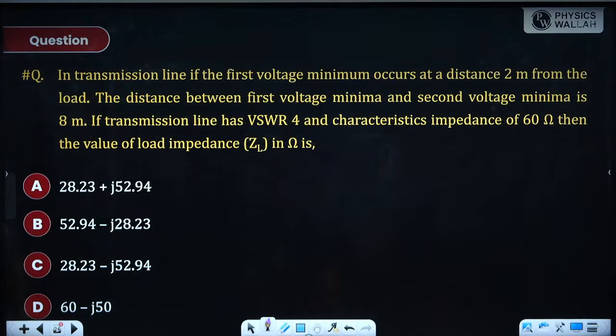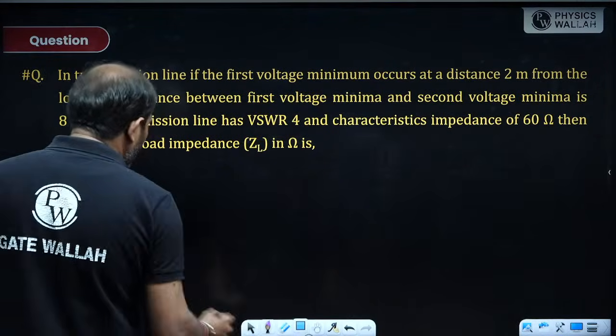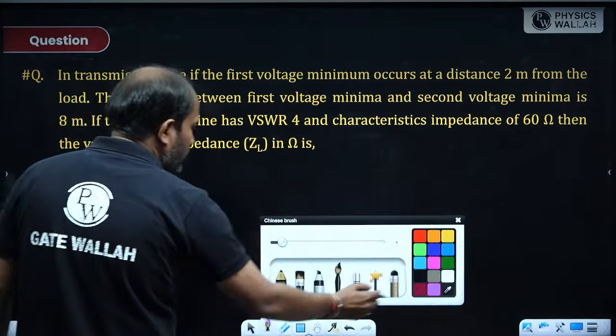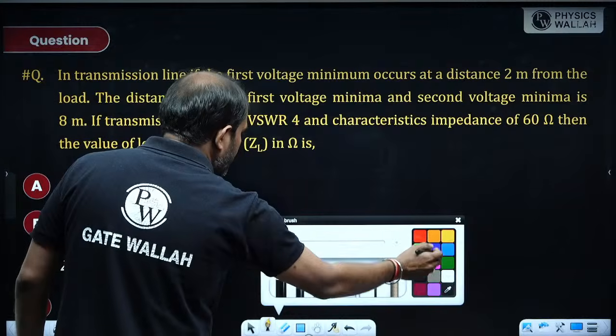A transmission line has its first voltage minimum occurring at a distance of 2 meters from the load. The distance between the first voltage minimum and second voltage minimum is 8 meters. VSWR is 4 and characteristic impedance is 60. They are asking the value of the load impedance. It is very easy.